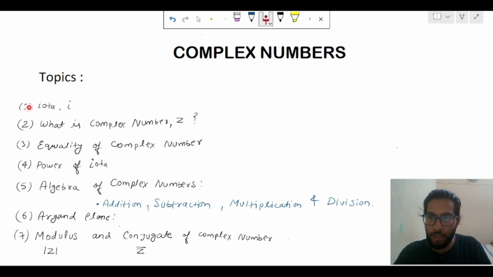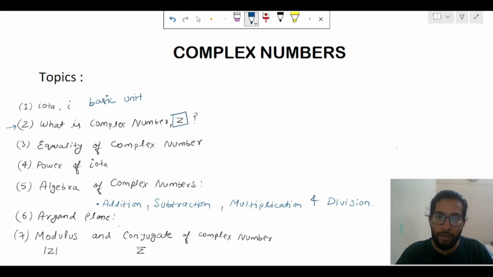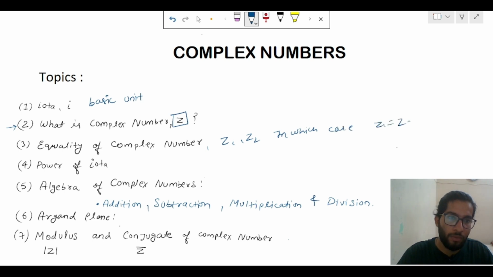in this chapter. First of all, we will learn about iota. And iota is the very basic unit of this chapter. Okay, and after that we will learn what complex numbers actually are, which are denoted by Z. After that we will do equality of complex numbers. Suppose we have any two complex numbers, let us say Z1 and Z2, so in which case we will say Z1 is equal to Z2.